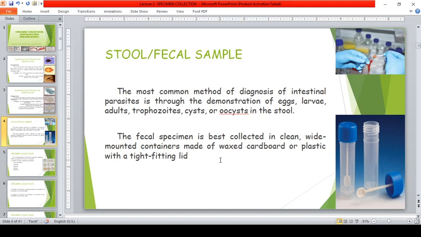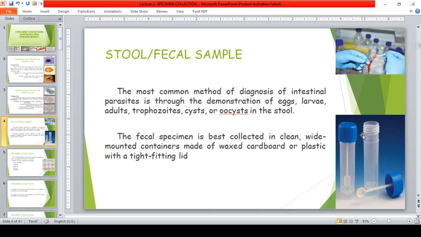Okay? So, tight-fitting. Why must the container for stool be tight-fitting? Aside from the fact na dapat hindi matapon yung stool, that is to ensure retention of moisture to prevent desiccation or drying, and to prevent accidental spillage of the sample. Those are the main reasons on why it must have a tight-fitting lid.